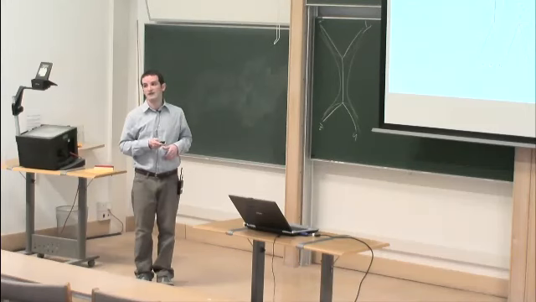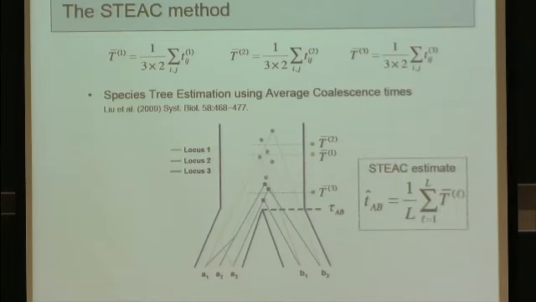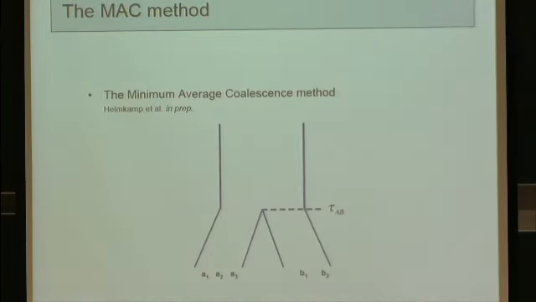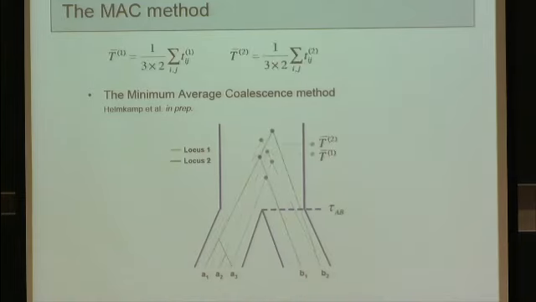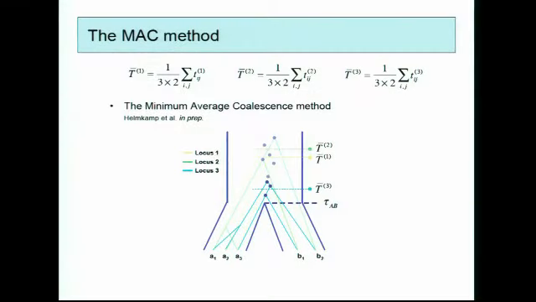And then we take the average of these times as our estimate of the divergence time. So then finally, the MAC method, again, as in the stake method, we take the average interspecific coalescence time at each locus. However, instead of taking the average of these times, we take the minimum of these times. And this method has the nice property that even when you don't make any corrections at all, this is still a consistent estimator of the divergence times as the number of loci increases.